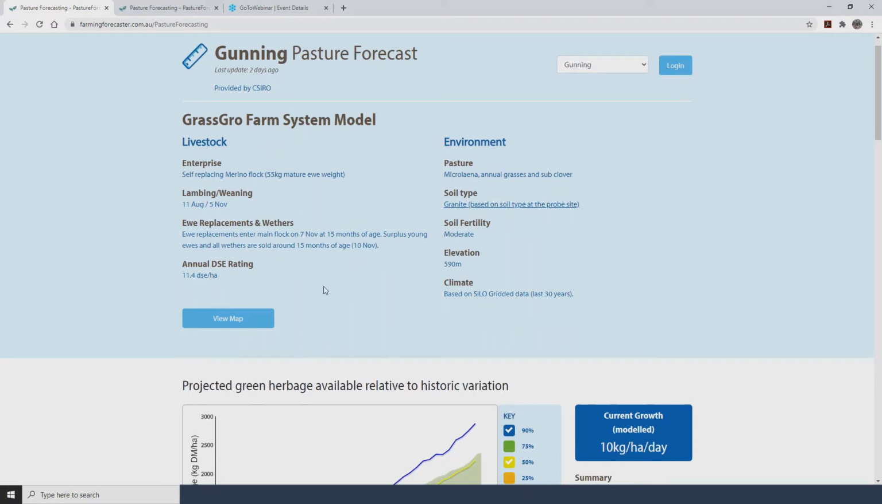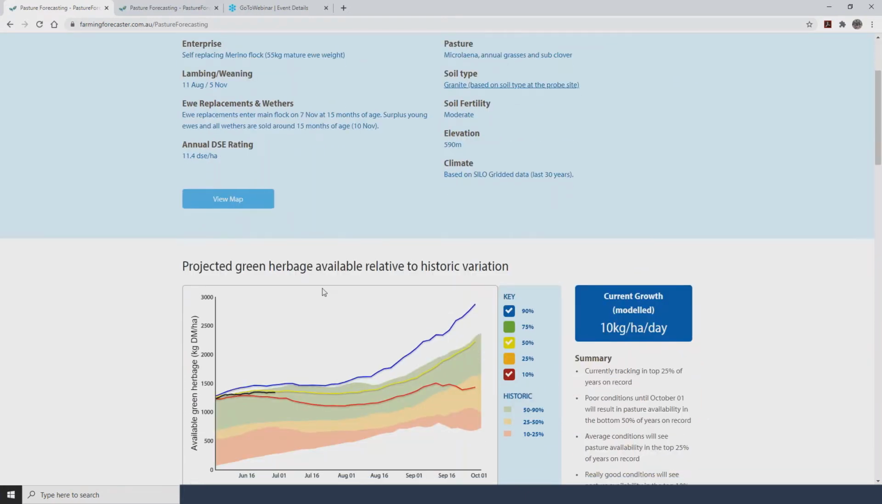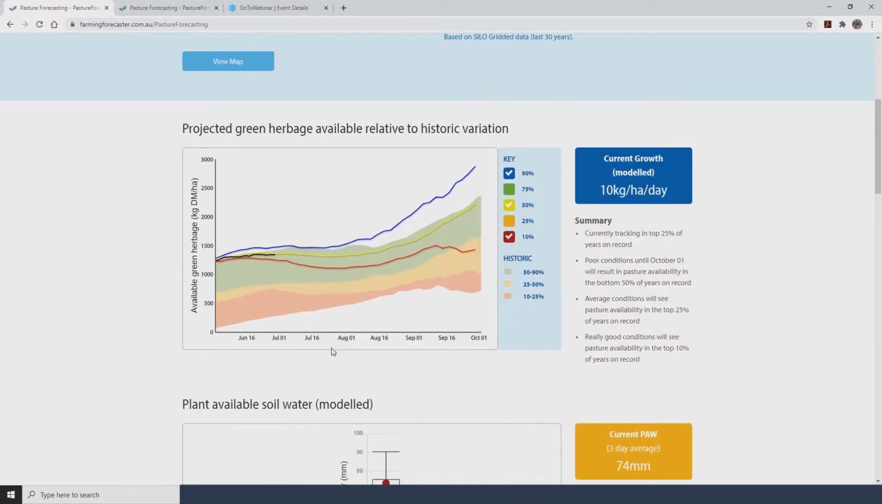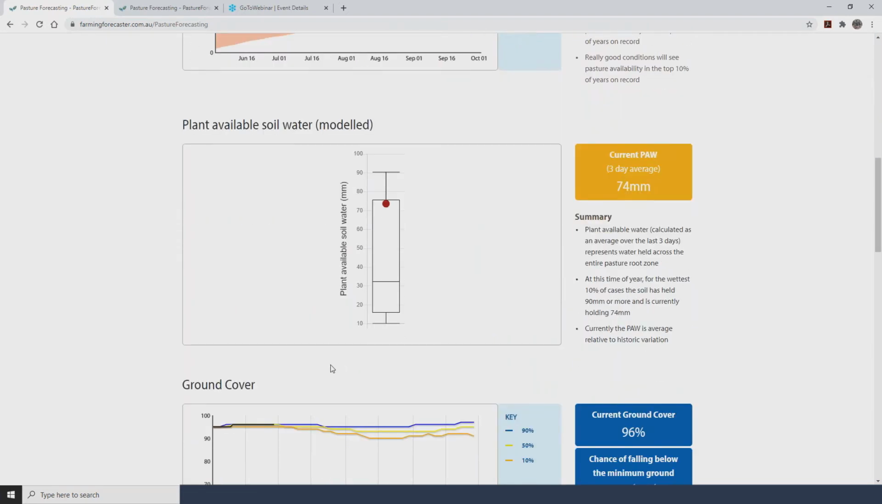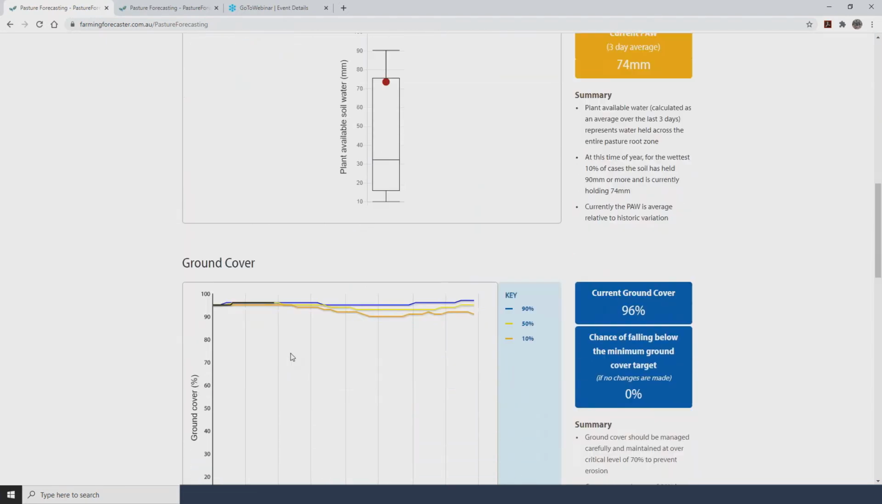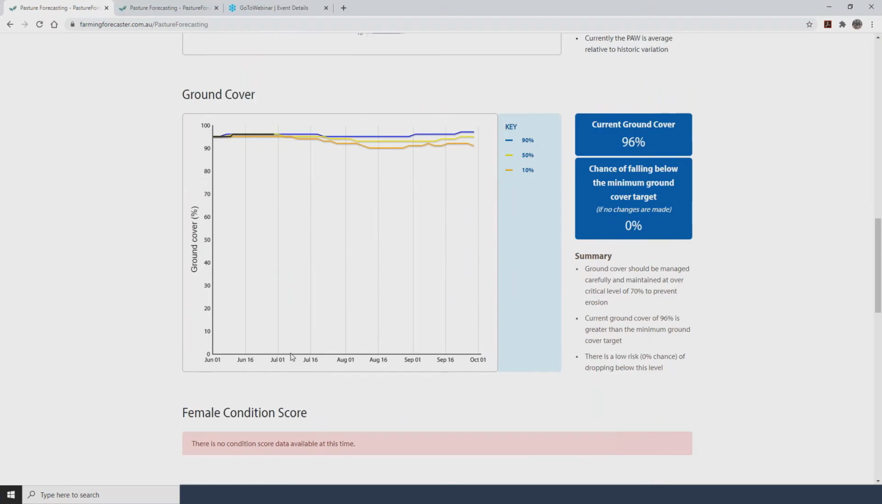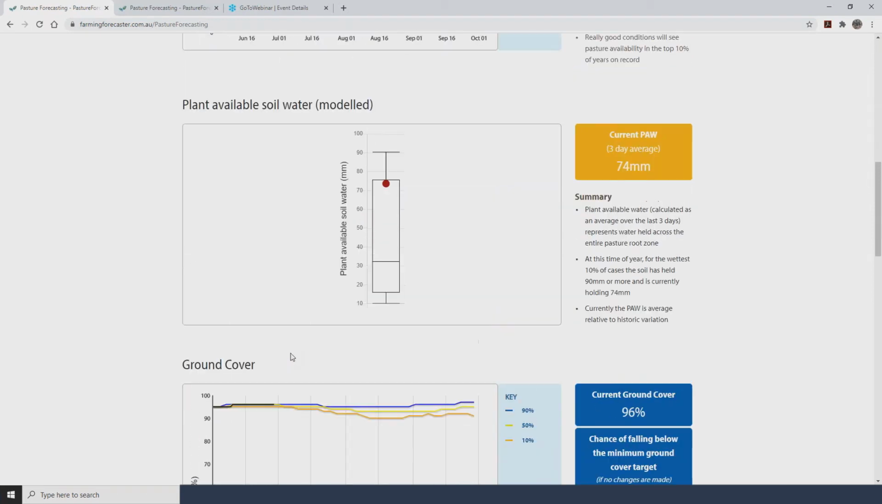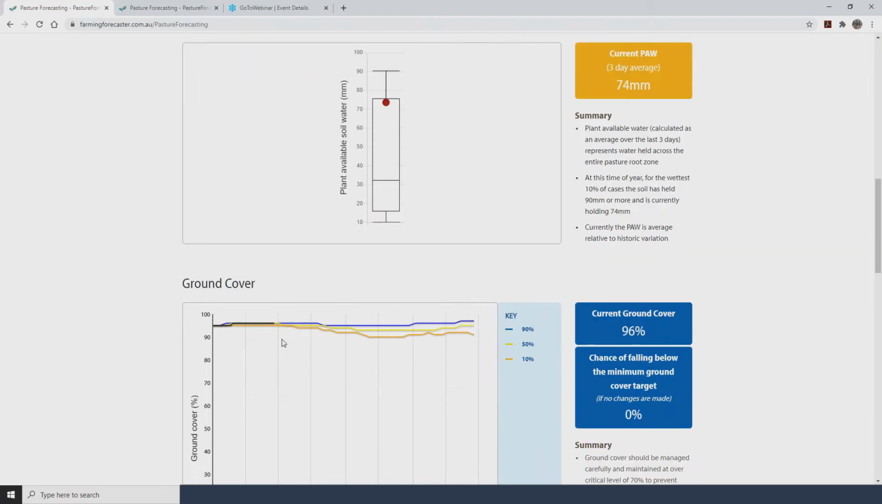This page, as previously mentioned, contains your pasture forecast graph and a series of other graphs, which we'll look at in a moment, around plant available soil water and ground cover.